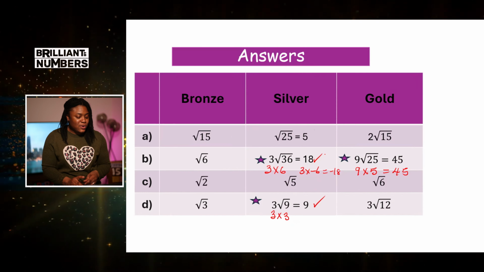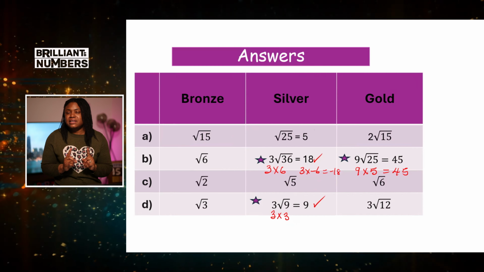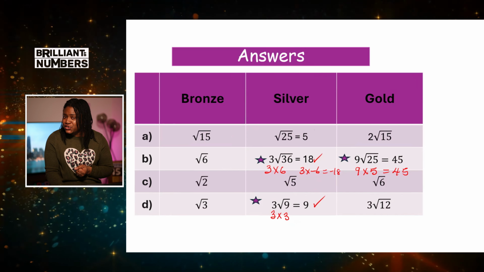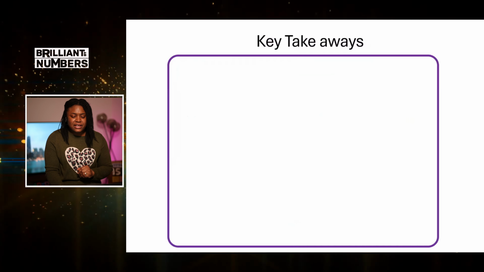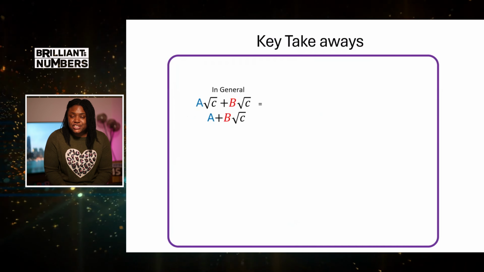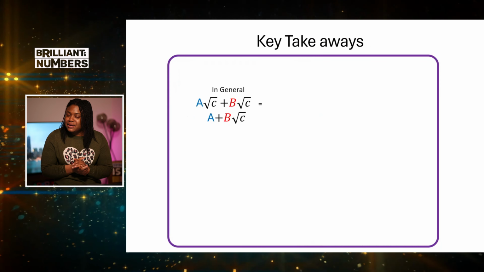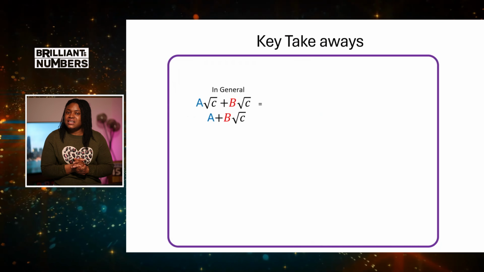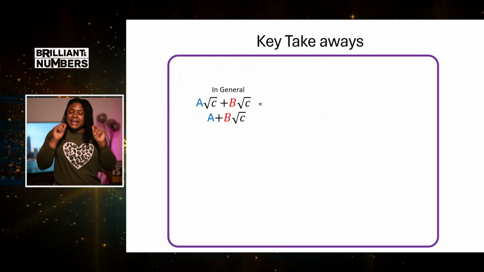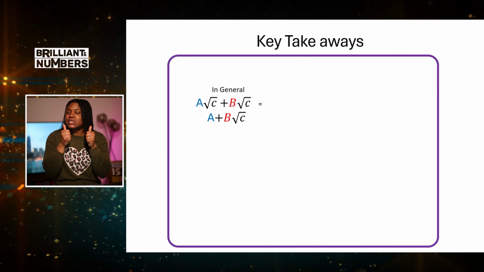So we're going to now talk about our key takeaways. What are you leaving this lesson with? Just to point you to how to summarize as a student, these are the key points that you needed to take away from this lesson today. So first of all, we looked at addition of surds. We know in general that A root C plus B root C will always be equal to A plus B root C. This means that I can only add or subtract my surds if the roots are the same.